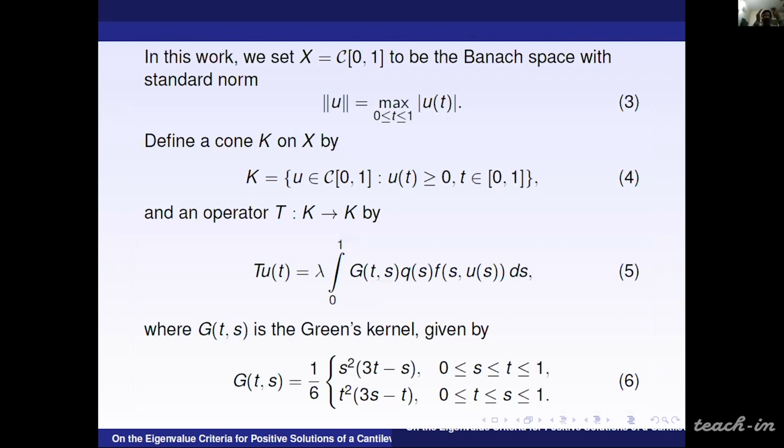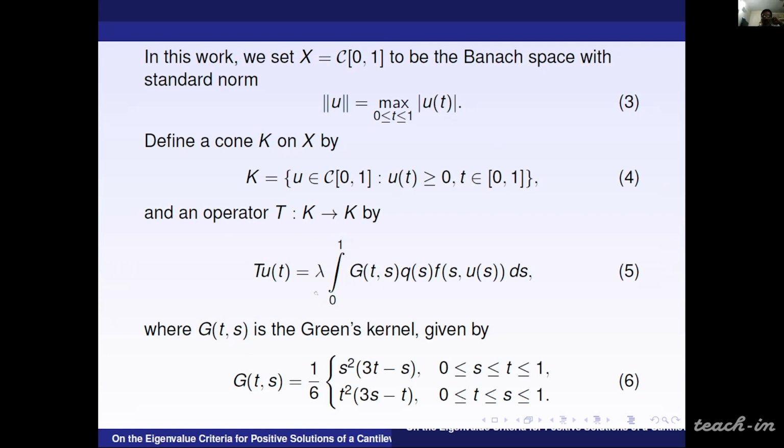So what we shall do, as I said, the equation 2 I have shown you is an integral equation where I have not written any lambda, intentionally. In this work, we consider a Banach space C[0,1] with the max norm given by 3, and we define a positive cone K equal to the set of u in X such that u is non-negative on [0,1], and define an operator like this.